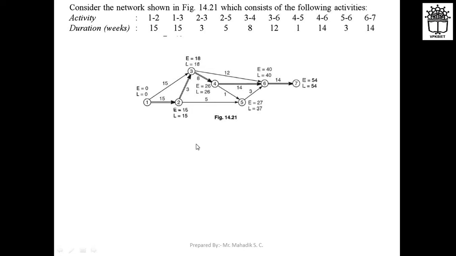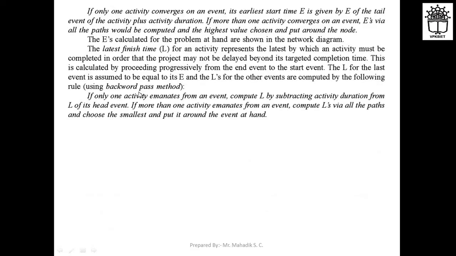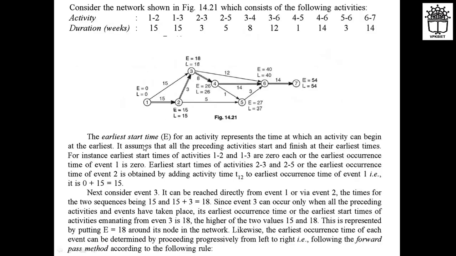Okay, so let us see what is meant by earliest start time. For an activity, it represents the time at which an activity can begin at the earliest. It assumes that all the preceding activities start and finish at their earliest time. For instance, the earliest start time of activities 1 and 2 is 0. That means the earliest start time will be indicated by E only, and your latest finish time will be indicated by the term L. Okay, just remember E stands for earliest start time, whereas L stands for latest finish time.